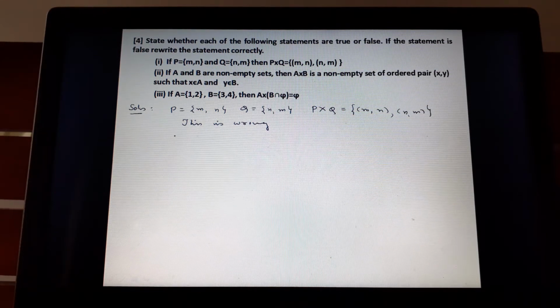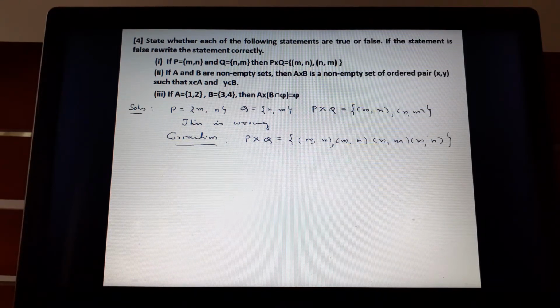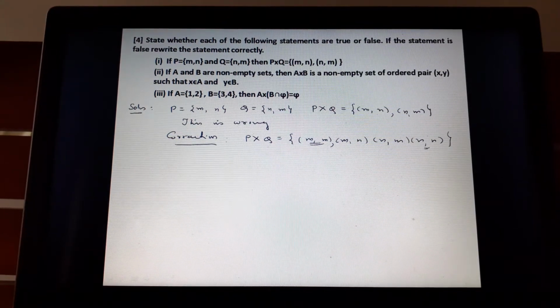Now what is the correct statement? The correction is this: P cross Q. What we have to do is, here MN and NM are taken. We have to take M and M, then M and N, and N and M, and we have to take N and N also. So two elements are left out, and we have to write them. Now you can check, 2 into 2, 4. So this is the first question.